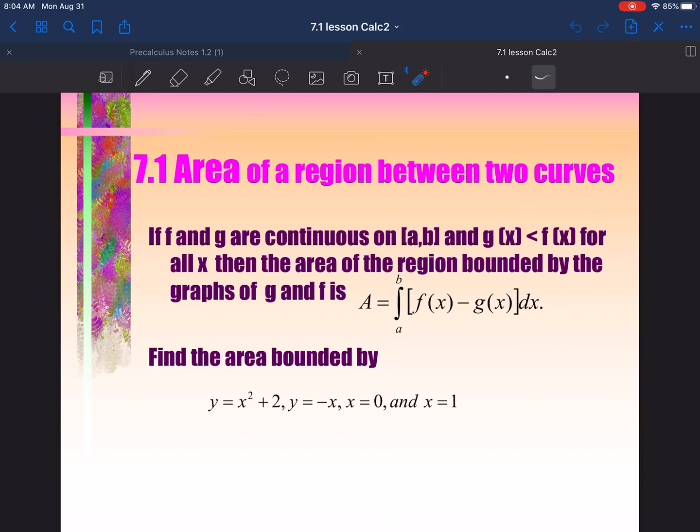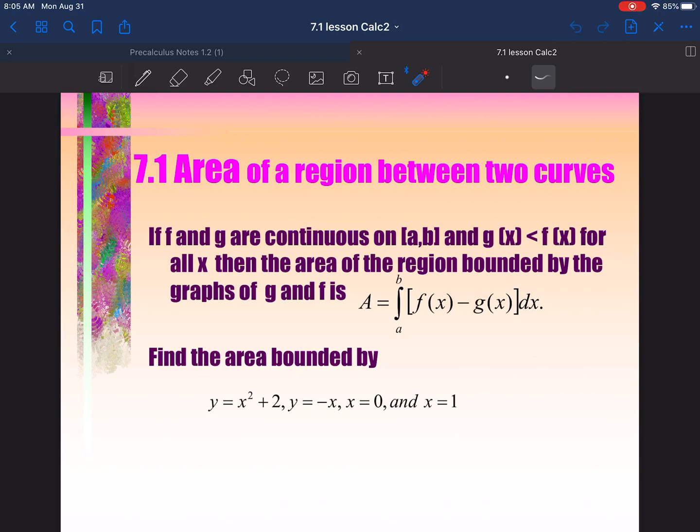So a little bit of background: if you have two functions, f of x and g of x, they need to be continuous on an interval that we're talking about. And now if g of x is always less than f of x, then the area of the region bounded by them is the integration of f of x minus the integration of g of x. So it's that same idea of subtraction that you saw in the opener.